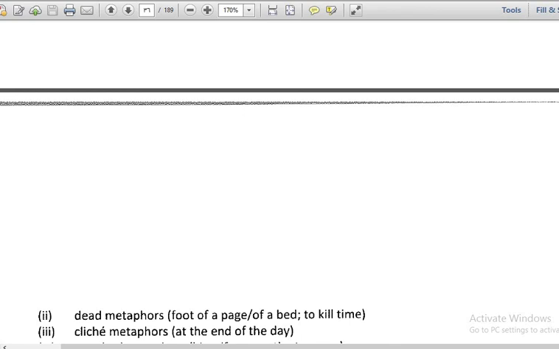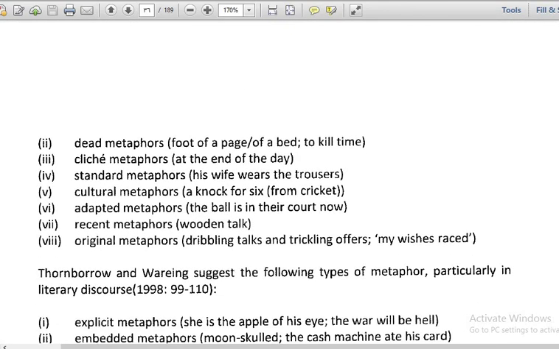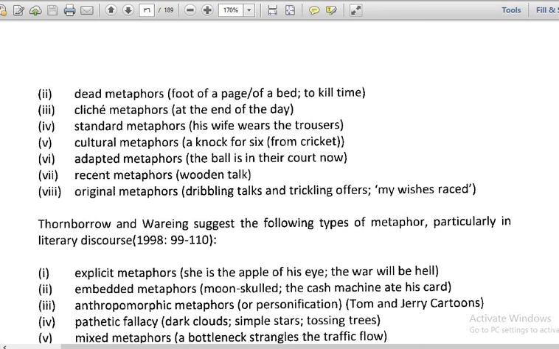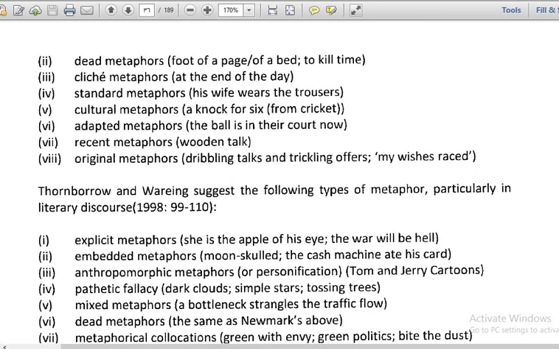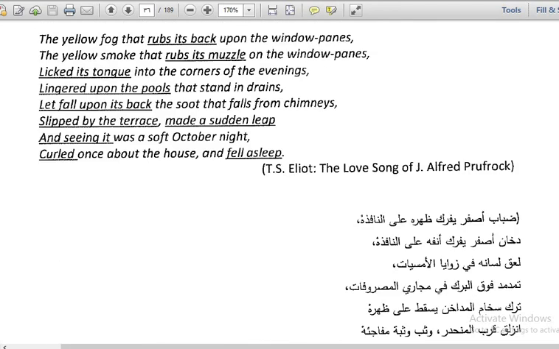Of course, there are some other types of metaphors, such as dead metaphors, not used anymore, foot of the page, foot of the bed, to kill time. We have cliché metaphors, standard metaphors, cultural metaphors, and so on.